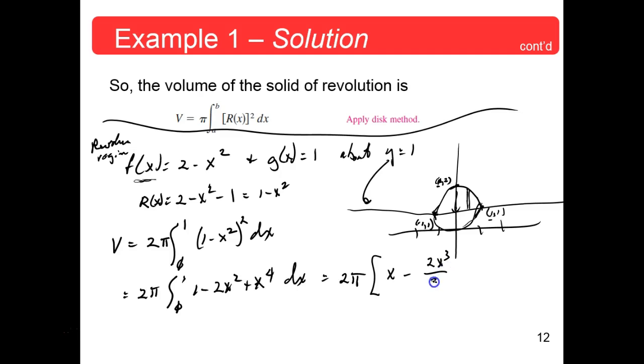over 3, right? Is that what you said? Okay, I don't hear well. Okay. Plus x to the fifth divided by 5. Evaluate that from 0 to 1.